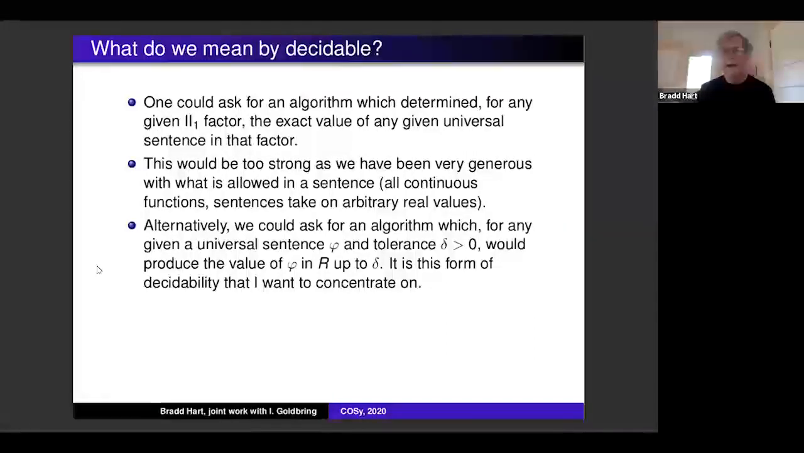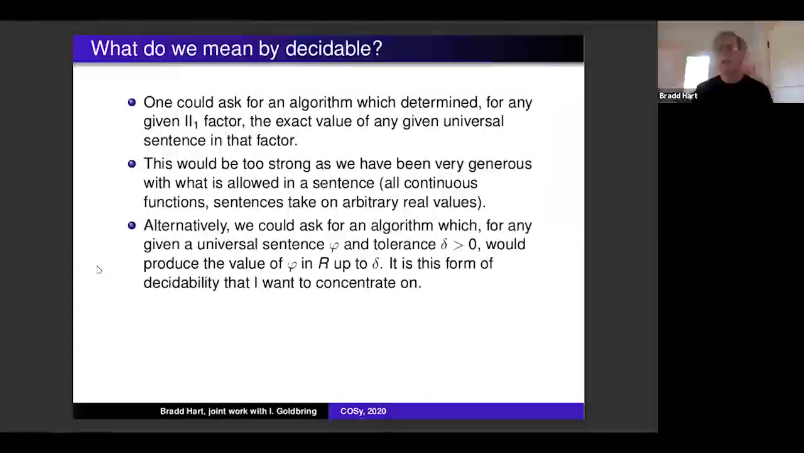Of course, the arbitrary delta doesn't matter, I could ask for the value in, say, any rational interval. So the number of questions that this algorithm would have to answer would be a countable list, and a perfectly constructible countable list, of questions that this algorithm would be asked to solve. And this is the way that I want to talk about decidability. All right. So it's a sort of approximate decidability.